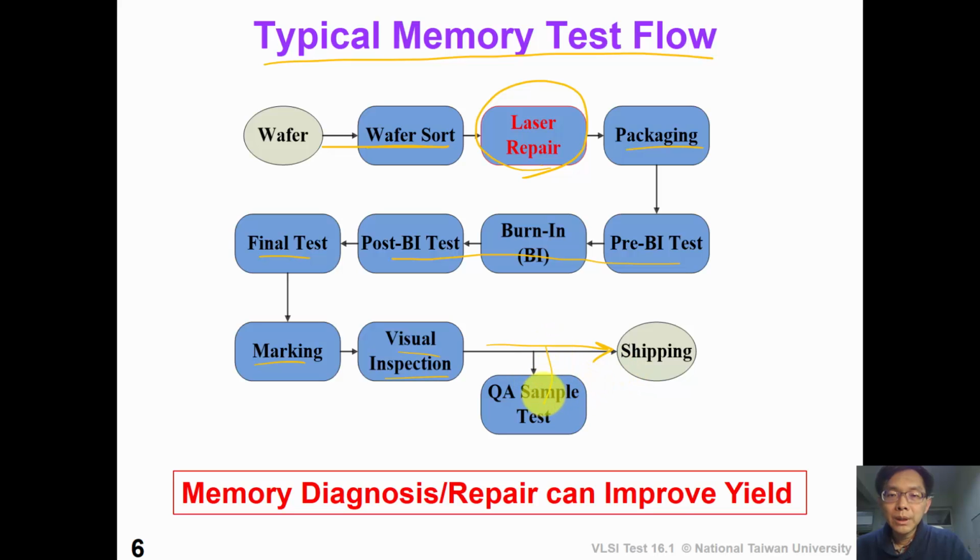Some of the chips can be sampled by QA test. Please notice that memory testing is particularly important because we can diagnose and repair the defective chip, so memory testing can actually improve the yield.